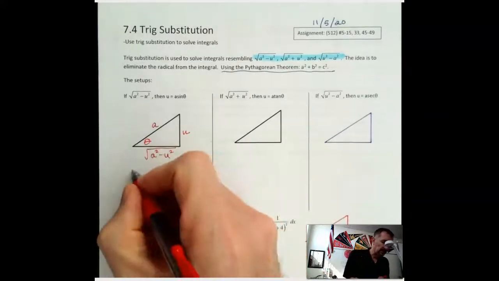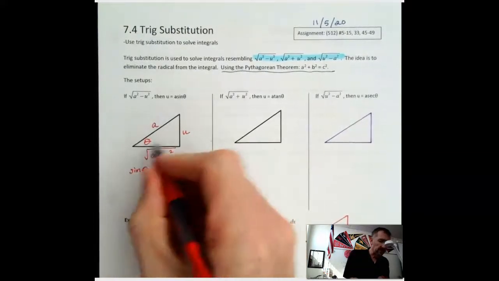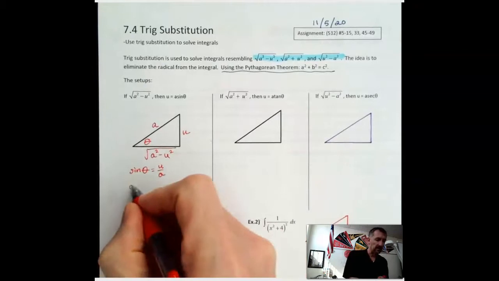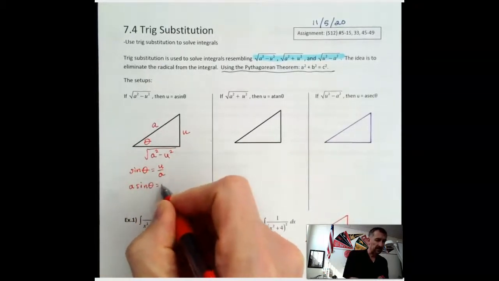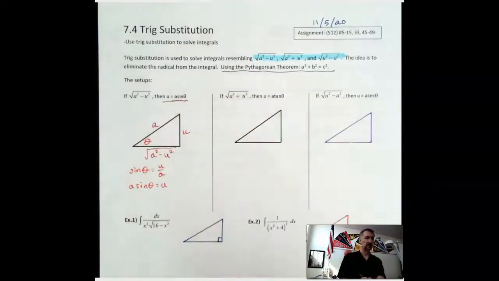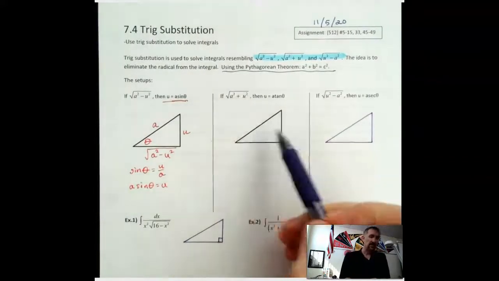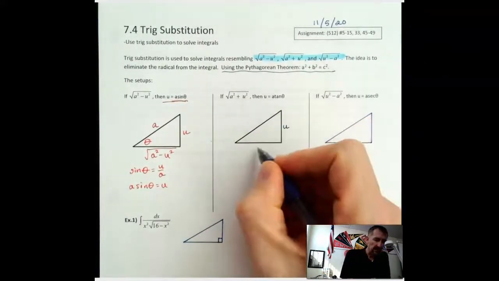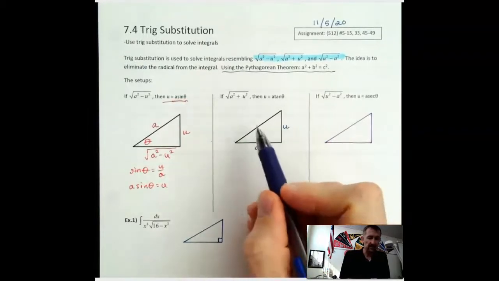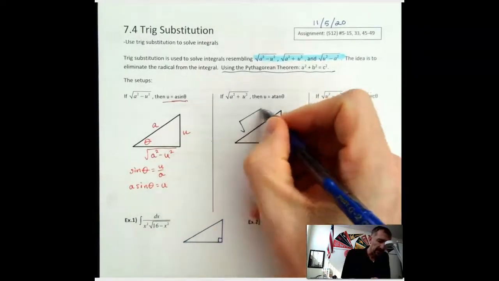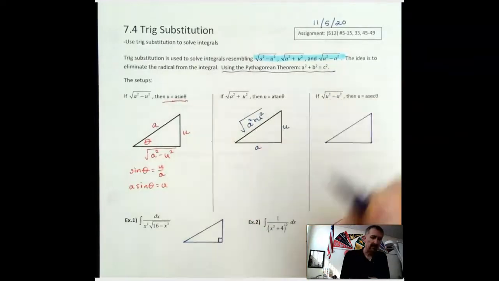Or I could do a couple. Sine of theta, sine is opposite over hypotenuse, so that's u over a. So if we multiply by a, we get a sine theta equals u, which is what they told us here. And we could do cosine and whatever we need to do. Okay, so if we move here, now, if that's the square root of that plus that squared, then that's u and that's a. So that squared plus that squared equals c squared. But then we take the square root of both sides to get that. So that's going to go there.